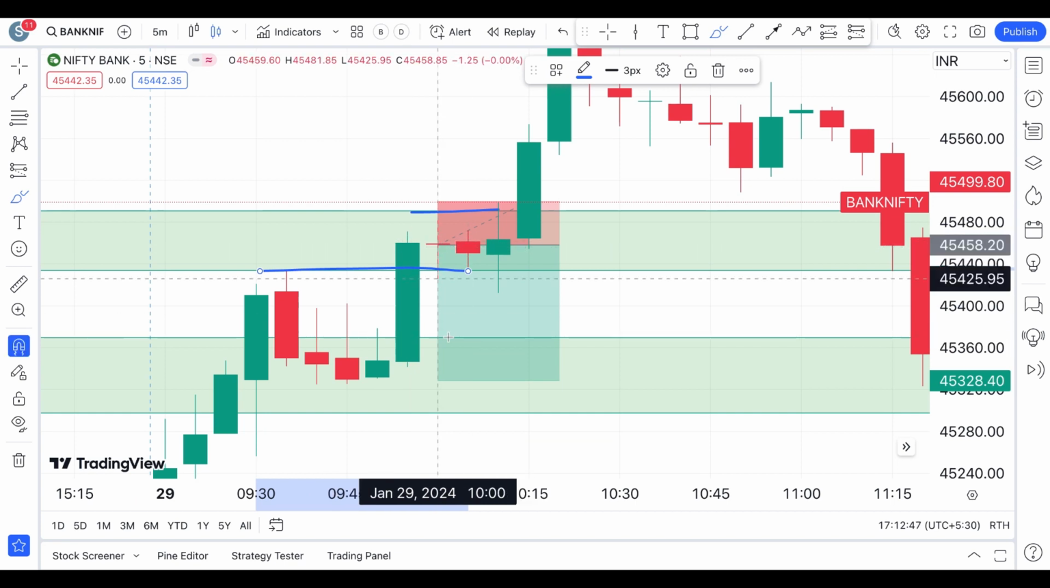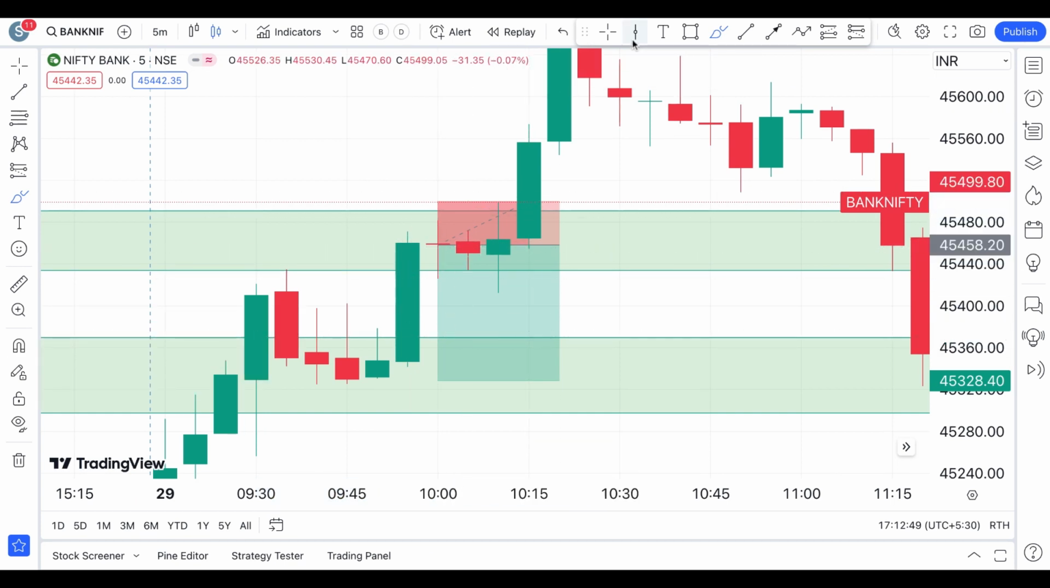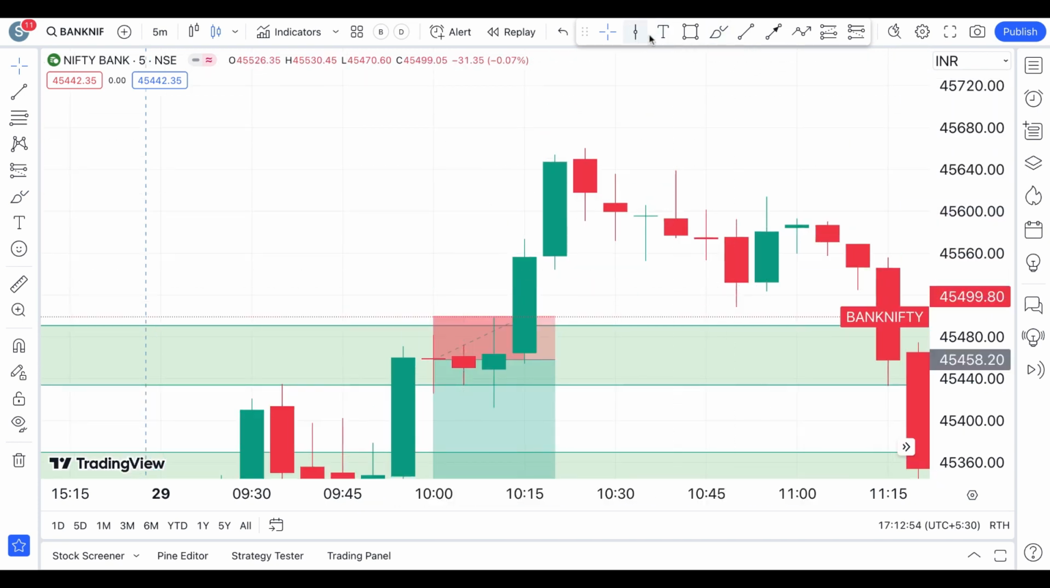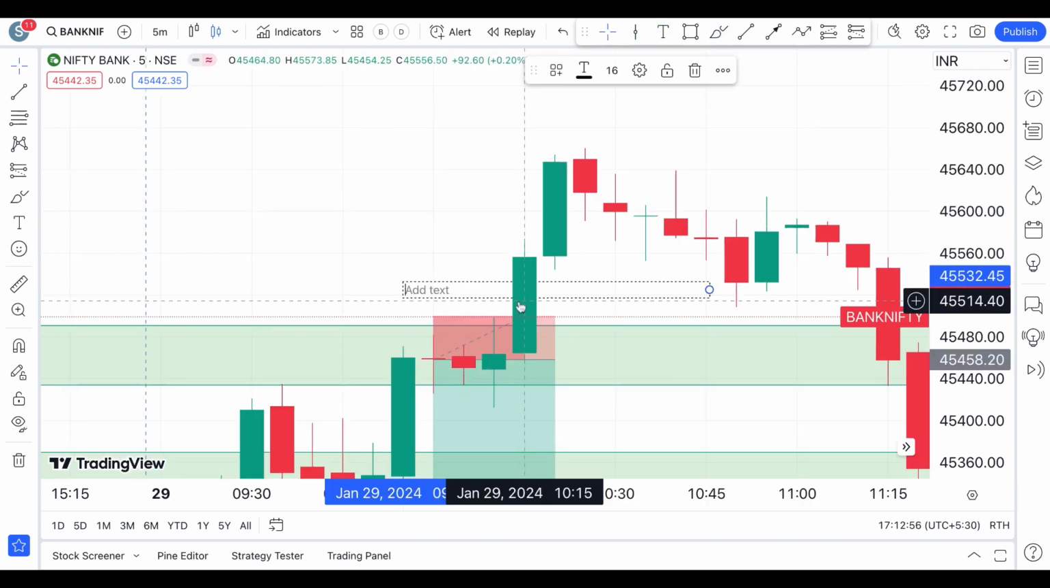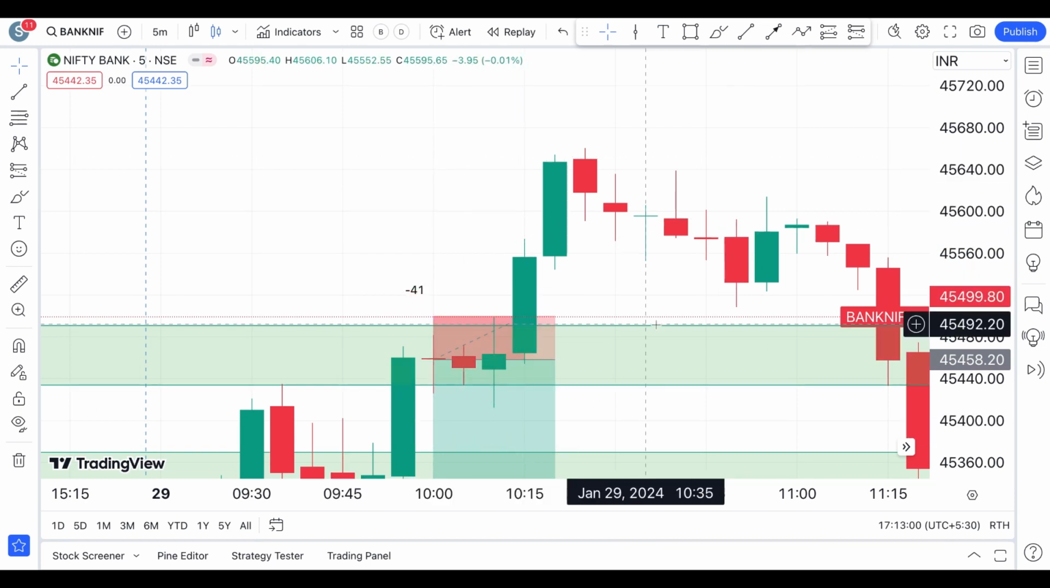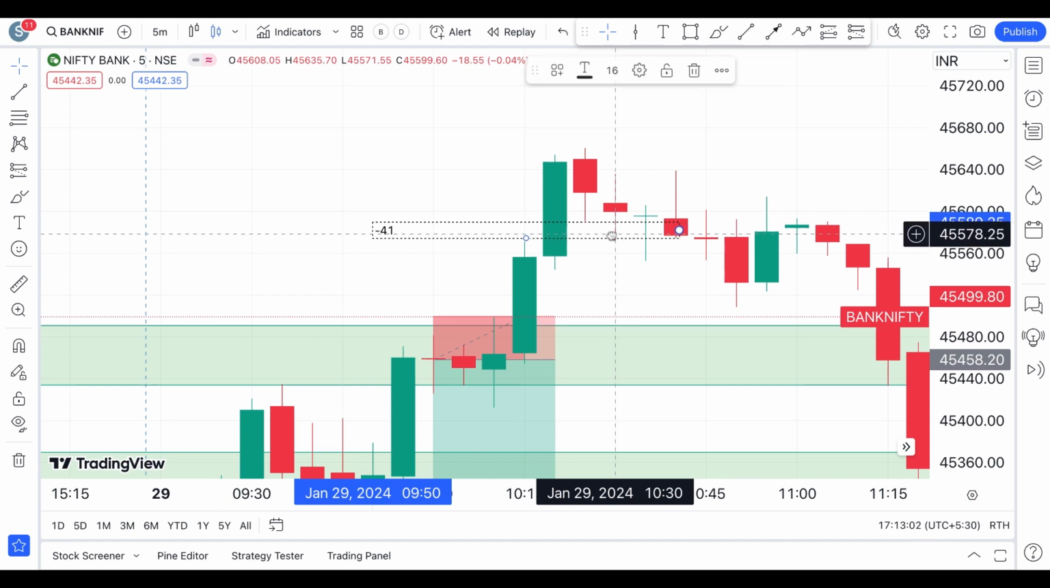But in either case, if you would have taken a trade here, it's a genuine loss of say 41 points according to our strategy. So it's around 41 points there. Let's see what has happened after that.